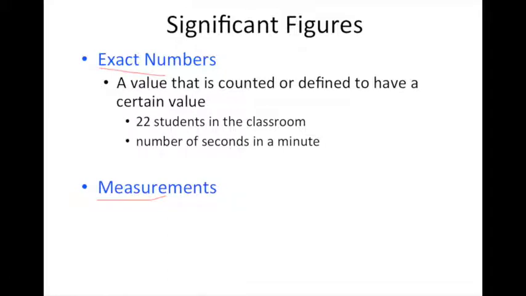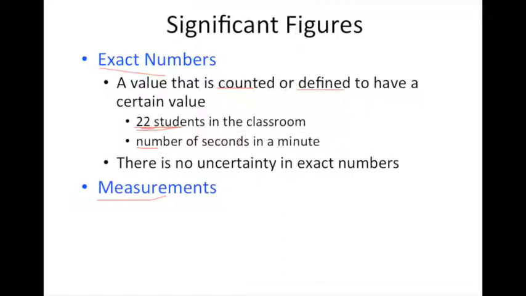Examples of those would be something like 22 students in a classroom. Well, we counted those students, so that would be a counted value, and there's no uncertainty. We know exactly there are 22 students. Also, we could say the number of seconds in a minute. That would be a defined value. We know that there are exactly 60 seconds in 1 minute because that is a definition. So with these exact numbers, there is no uncertainty.